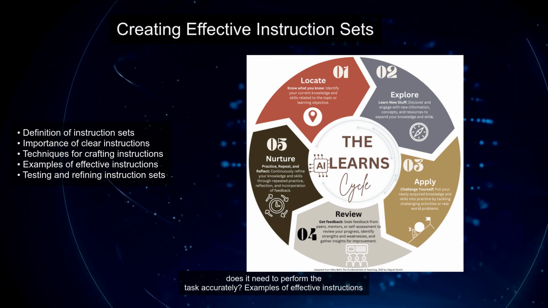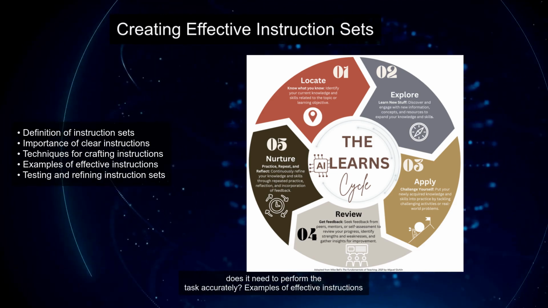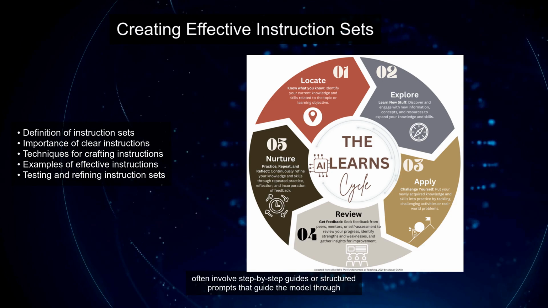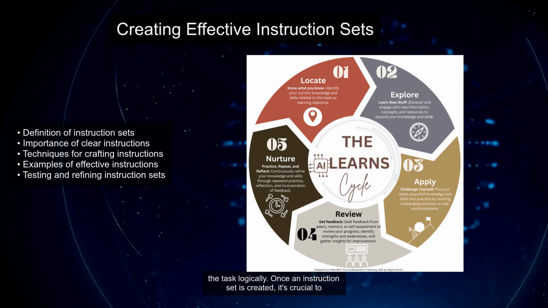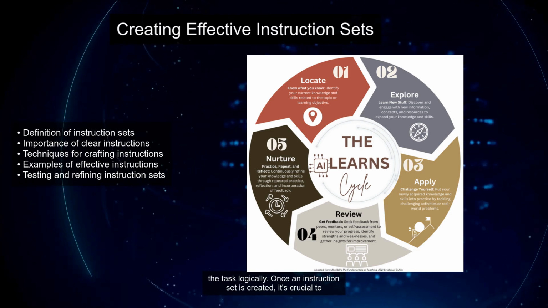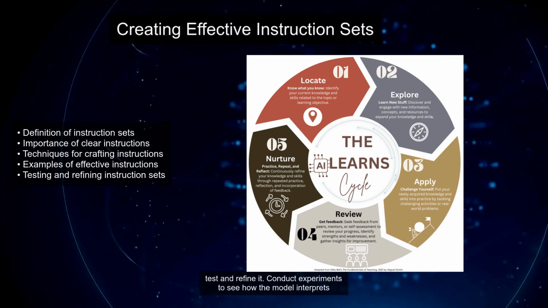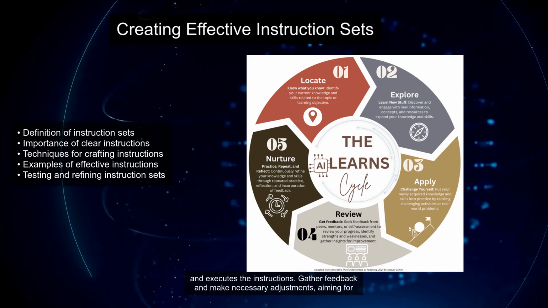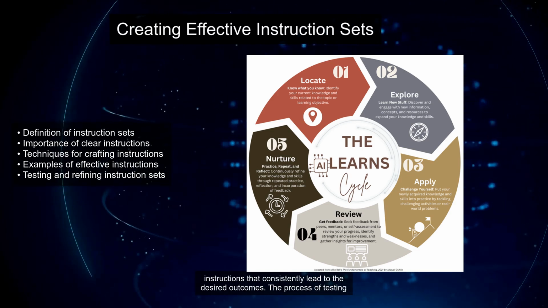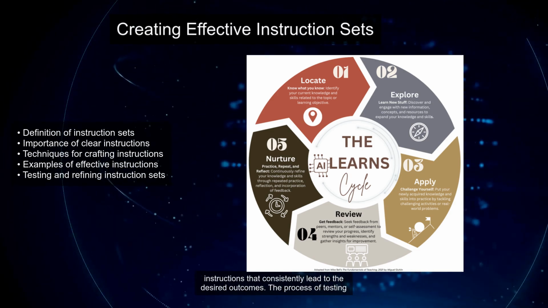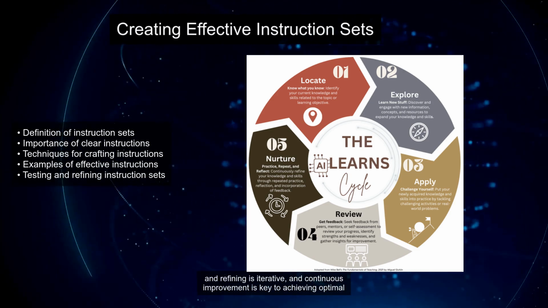It's also beneficial to consider the model's perspective. What information does it need to perform the task accurately? Examples of effective instructions often involve step-by-step guides or structured prompts that guide the model through the task logically. Once an instruction set is created, it's crucial to test and refine it. Conduct experiments to see how the model interprets and executes the instructions. Gather feedback and make necessary adjustments, aiming for instructions that consistently lead to the desired outcomes.